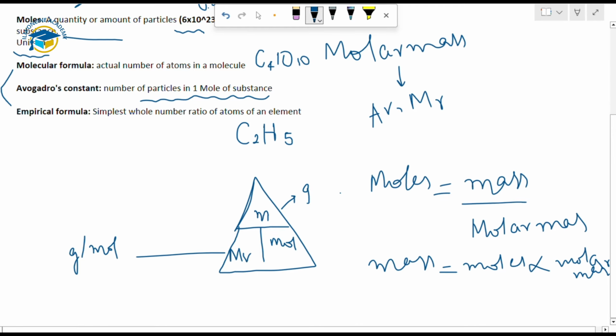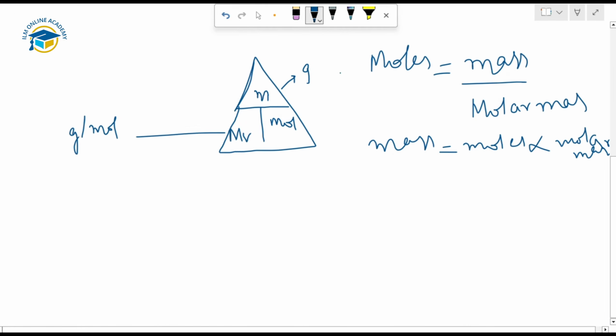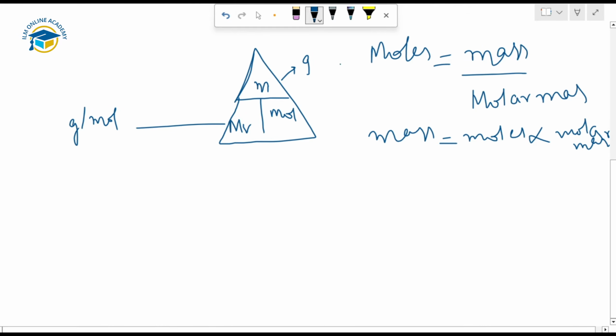So for calculating the amount of substance, we have the formula: amount of substance, moles, equals mass divided by molar mass. We have an example related to this.